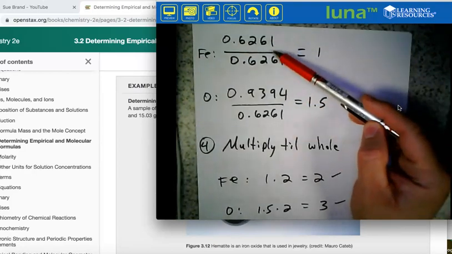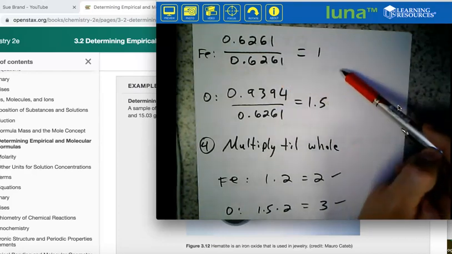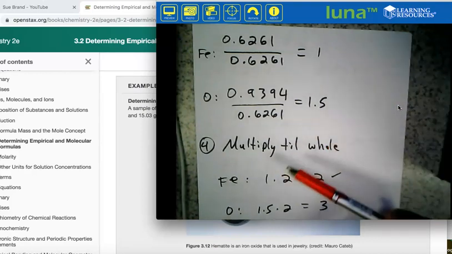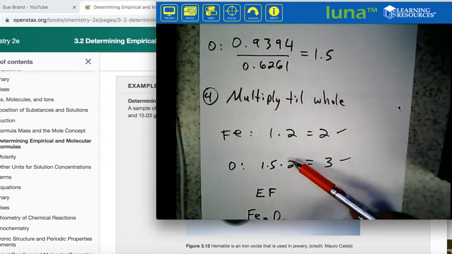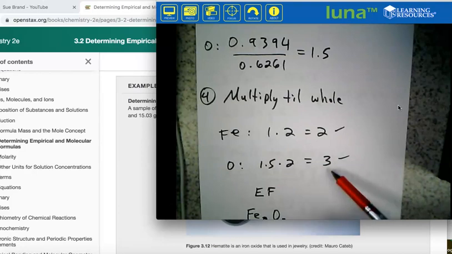From there, we divide the number of moles of each by 0.6261, and I get 1 for iron and 1.5 for oxygen. So the last step is to multiply till whole. I'm going to first try the number 2. 1 times 2 is 2. 1.5 times 2 is 3. So look, I got whole numbers. I'm good to go.